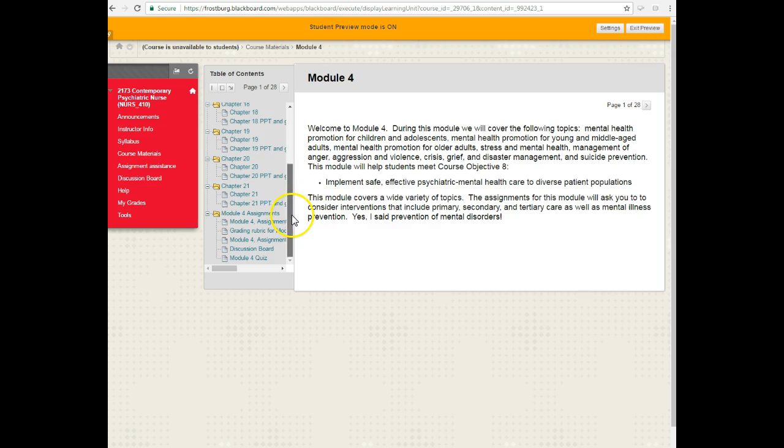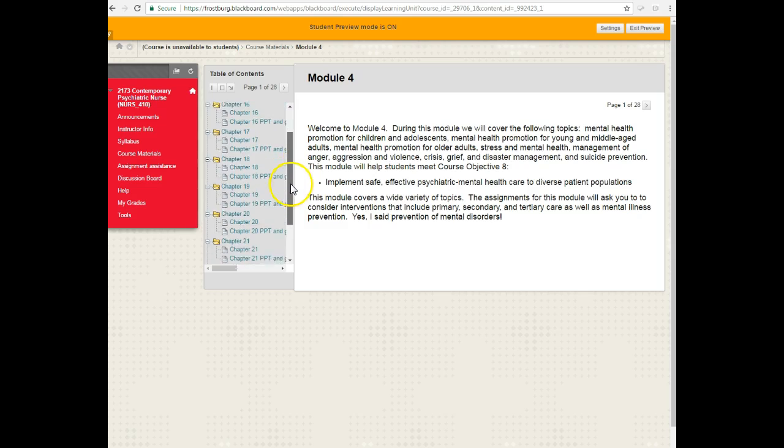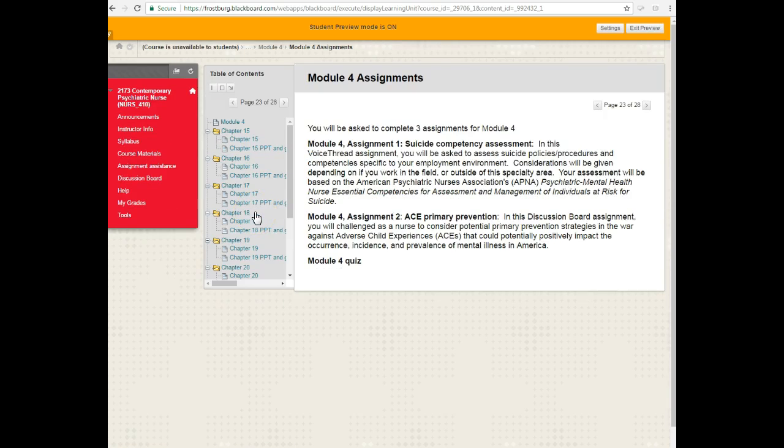So again, you have the guided lecture notes and the supplementary PowerPoints that correspond with these chapters in your textbook. Again, this is all supplementary material. Let's jump down to the assignments page. So again, you're going to have 3 assignments for Module 4. Module 4 Assignment 1 is a suicide competency assessment. Module 4 Assignment 2 is the ACE Primary Prevention Discussion Board assignment, and then the Module 4 quiz.